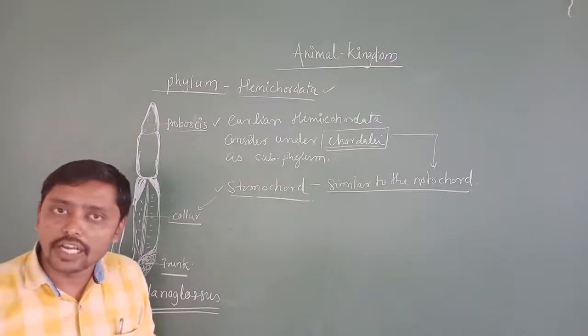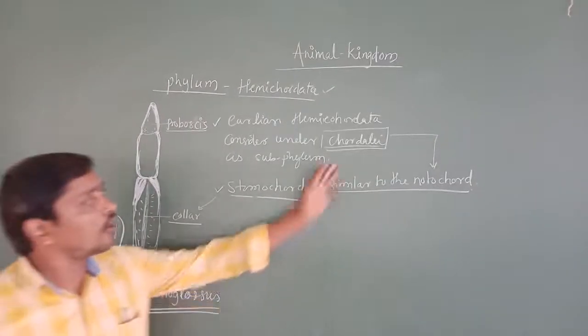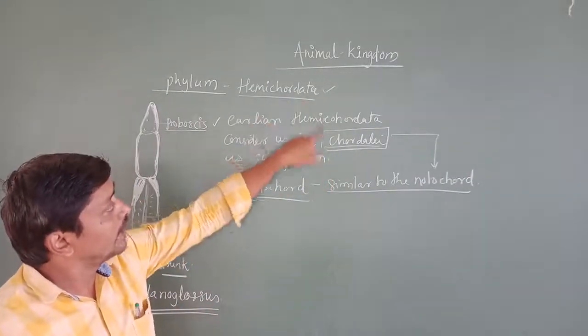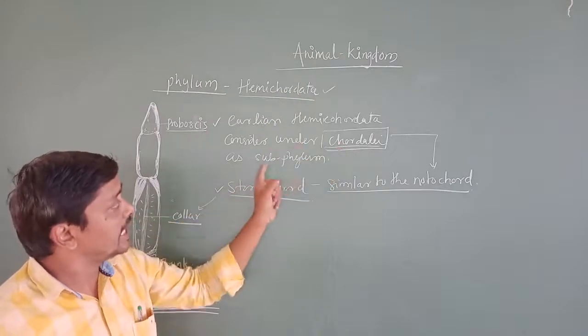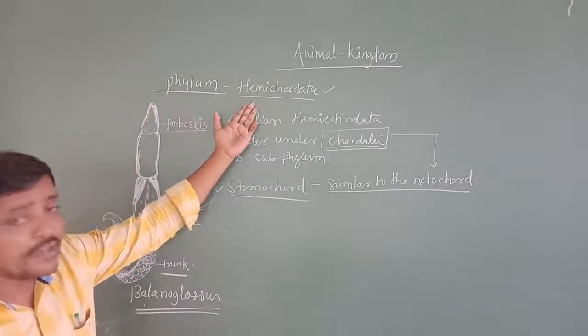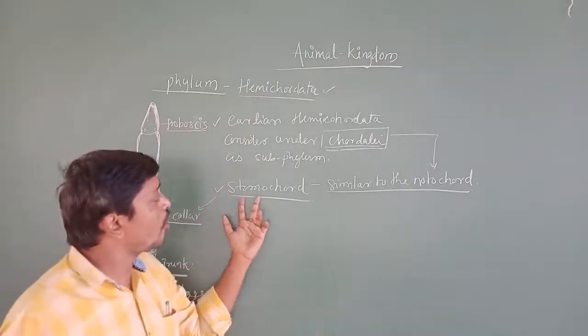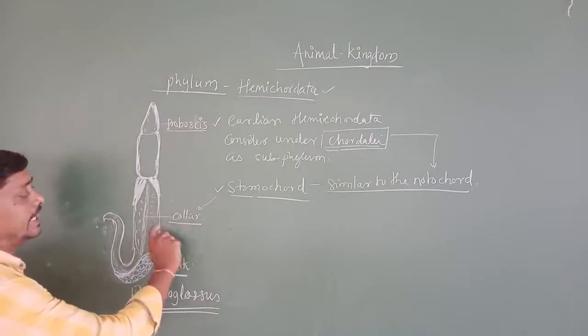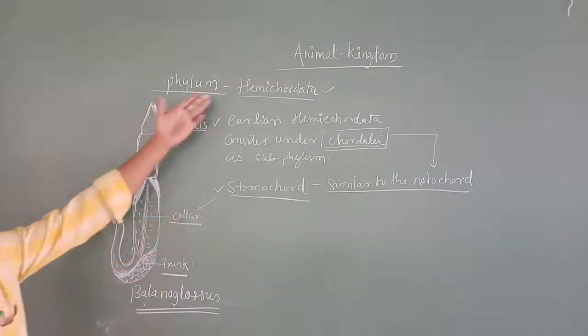the chordates are having notochords. Earlier, hemichordates came under the chordates as a subphylum. Why? Because these hemichordates have the stomochord. The stomochord is similar to the notochord, which is present in the collar region of hemichordates.